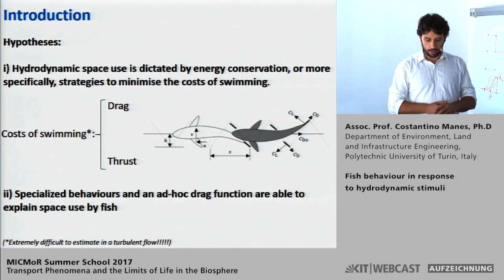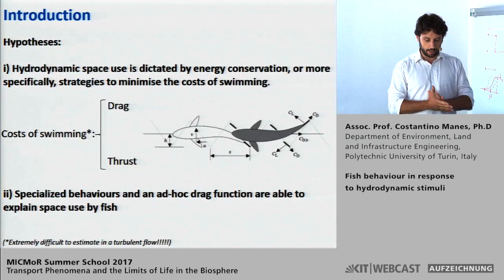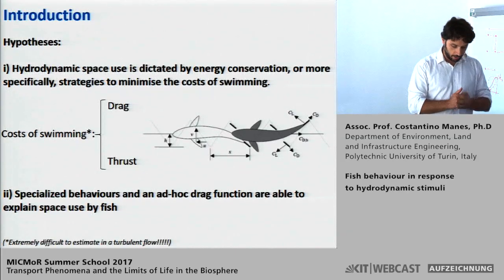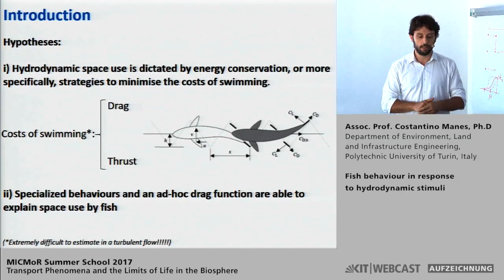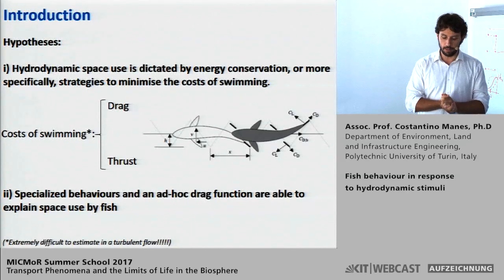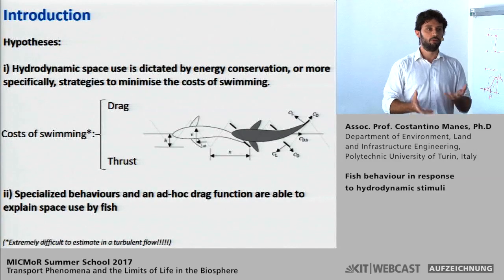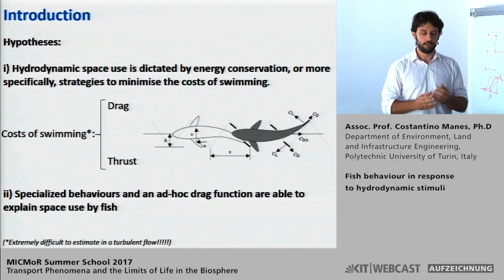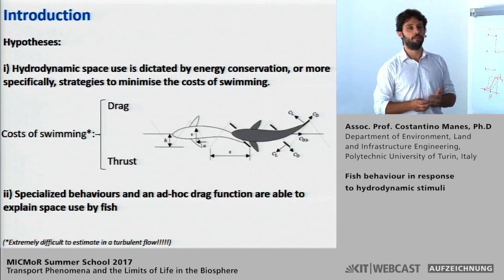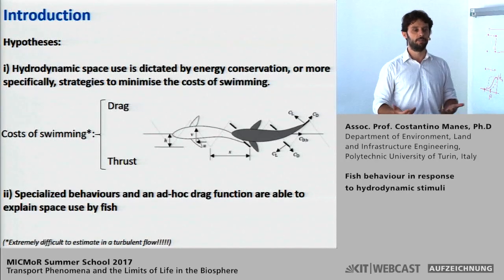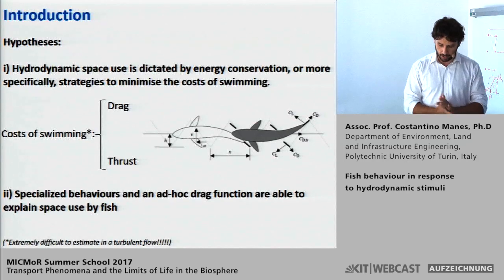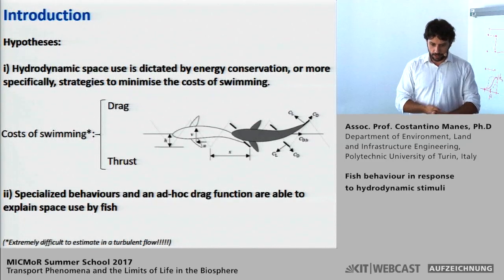And more specifically, the hydrodynamic space use choices are dictated by strategies that minimize the cost of swimming, that, as we have seen, has two sources, thrust and drag, which are really, really difficult to quantify for a fish that swims in turbulent flows in a complex environment. But anyway, this is the first hypothesis we made.